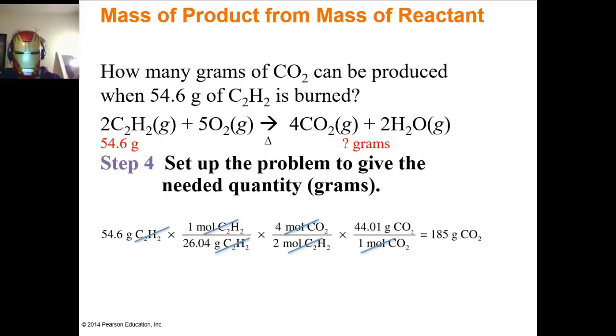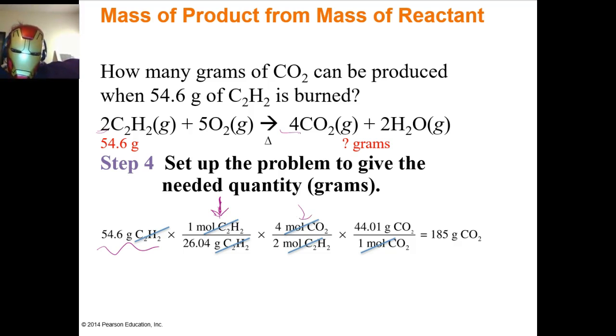Here is when you set up the problem and go all the way across. So here's our given, 54.6 grams of acetylene. Here we canceled grams of acetylene, and that went from grams of acetylene to moles. The reason we did that is because then we can use our coefficients as ratios to change it from moles of acetylene to moles of carbon dioxide. That happened in this step.